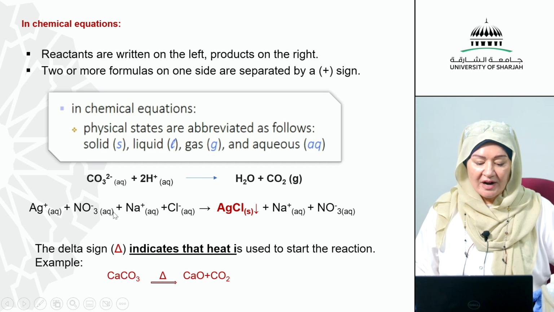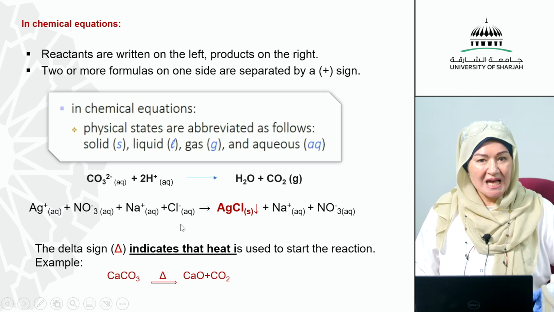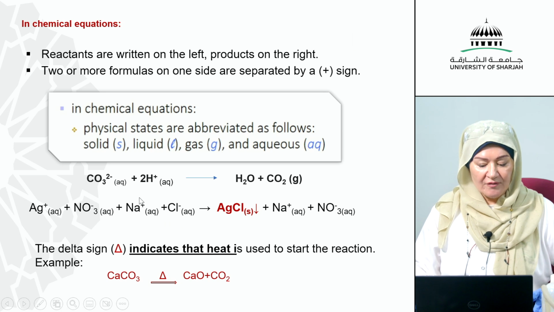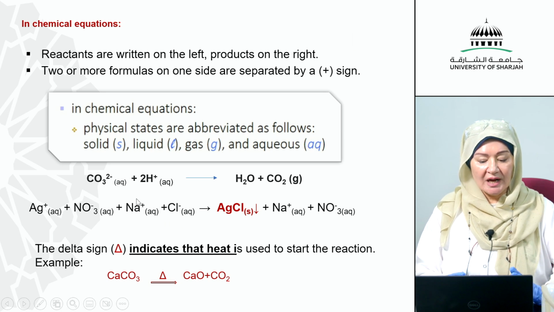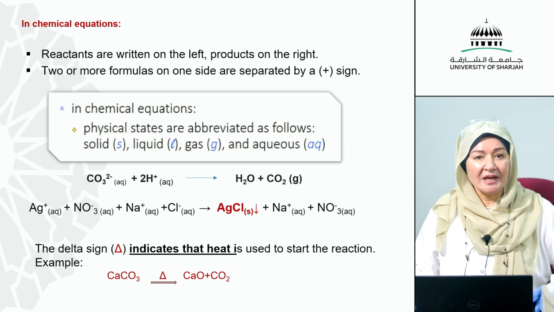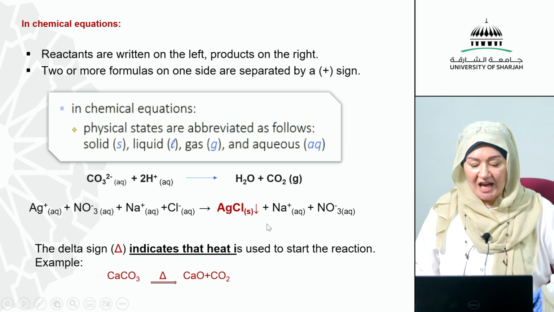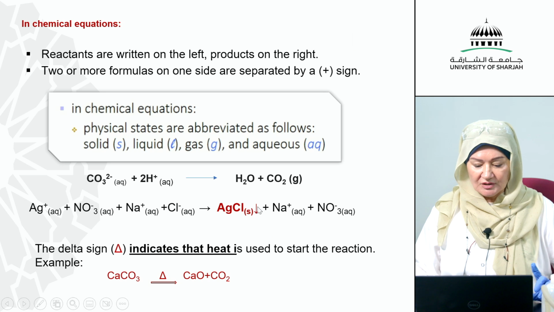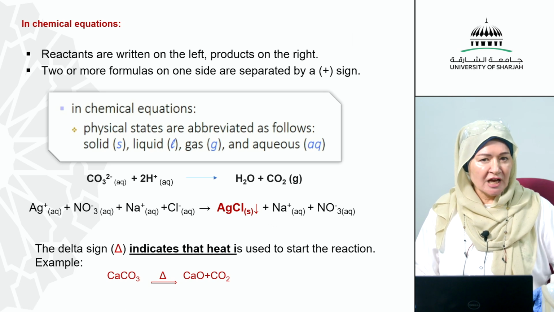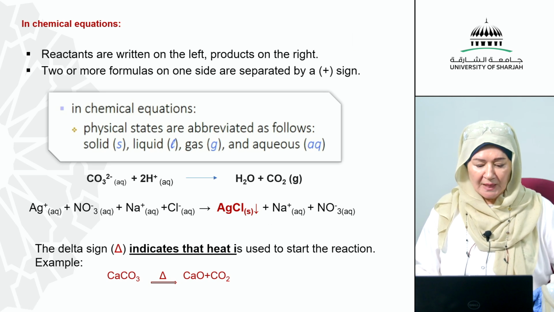I have the other one here, AgNO3, in aqueous form, these ions. Whenever I add Cl minus or Na plus in aqueous form, these reactants react together, and I will get a precipitate, AgCl, solid. And as you have seen, I had a downward arrow. Why? To tell the observer I've got AgCl in the form of a solid.